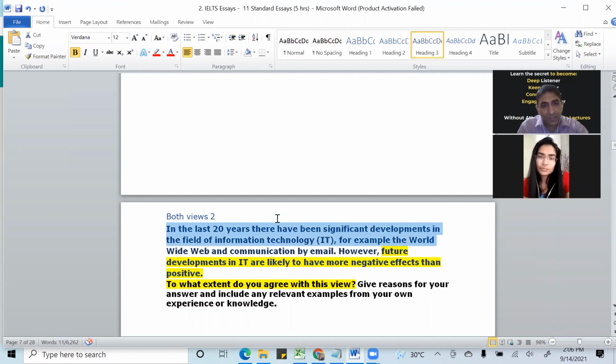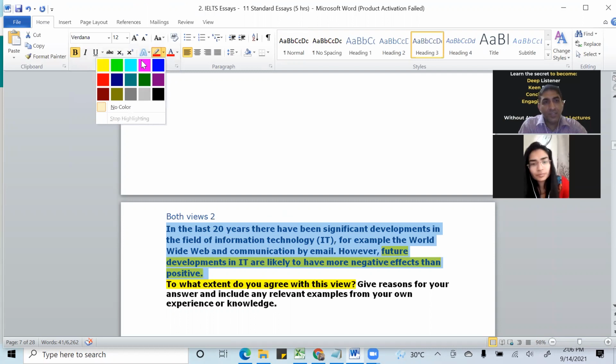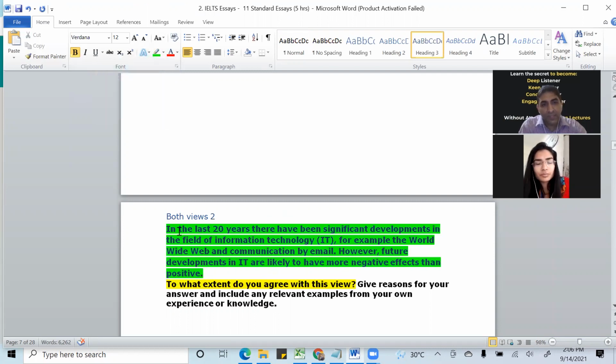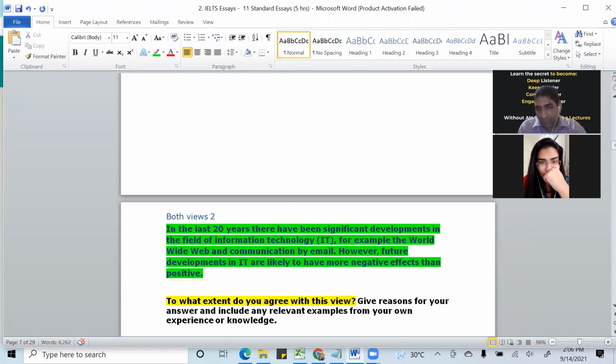What I am writing in, putting in blue is all background information. It is not the part of the question. It is just about the background of the essay. In last 20 years, there have been significant developments in the field of information technology and IT. 20 साल में बहुत development हुआ है. For example, World Wide Web, communication by email. However, future developments in IT are likely to have more negative than... So this is all background information.